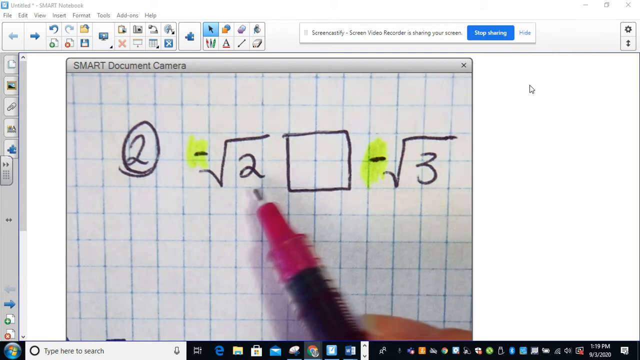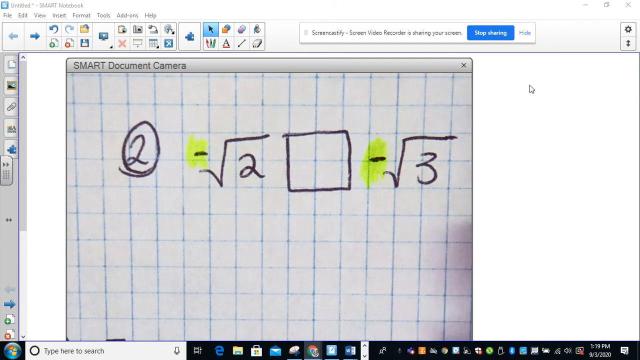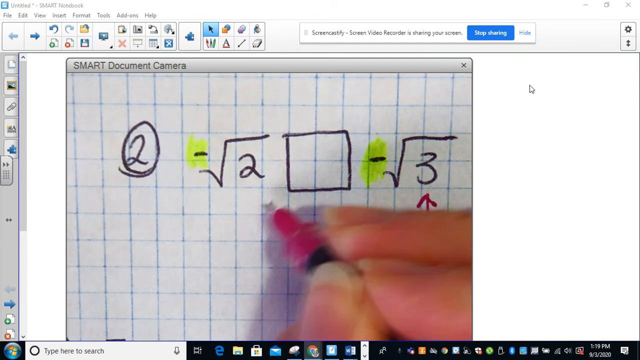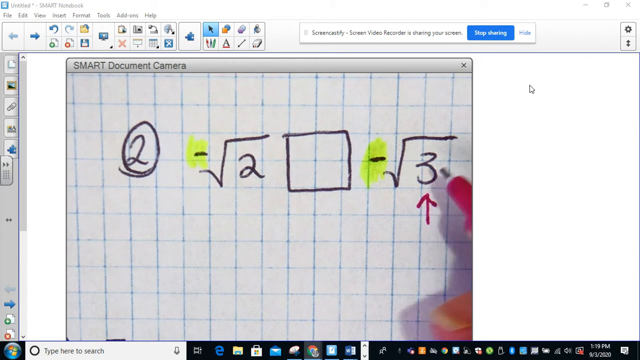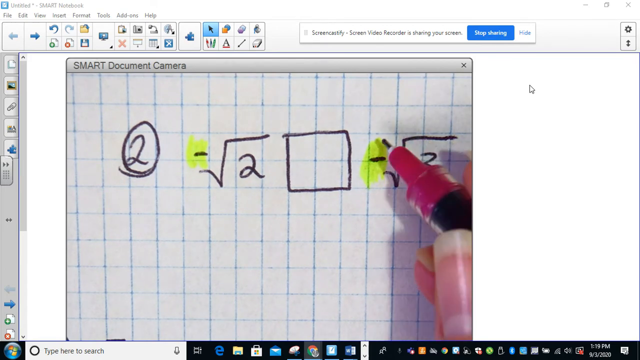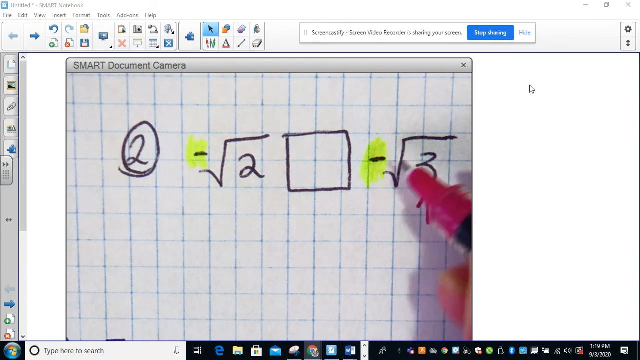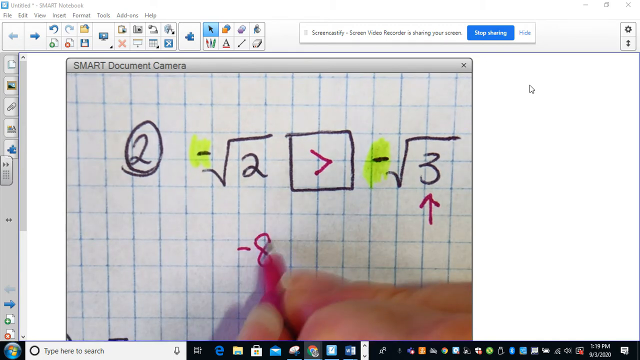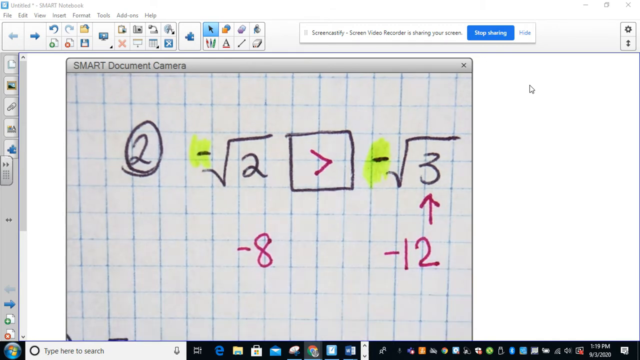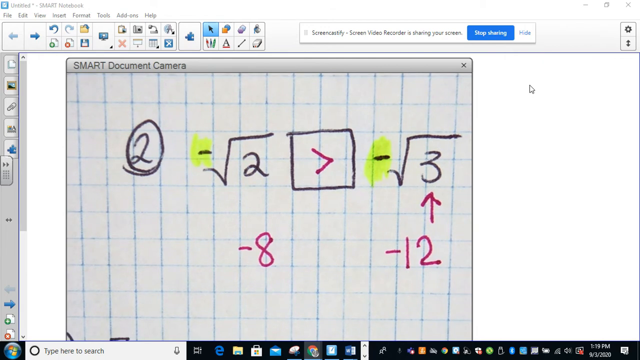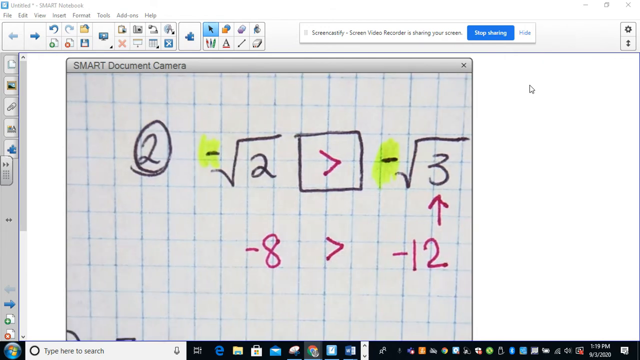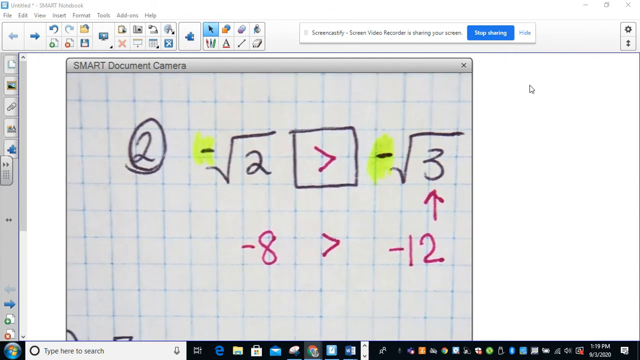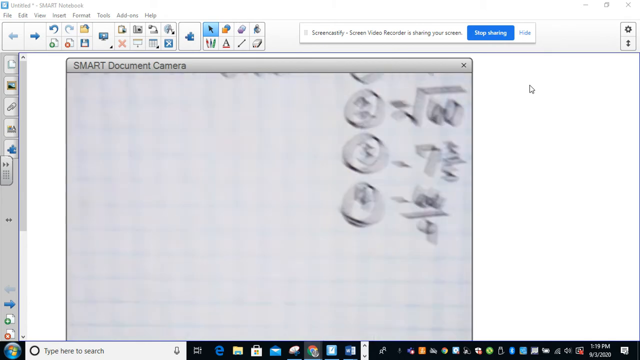So, which one would be a bigger number? Well, obviously the square root of 3 is bigger than the square root of 2, but it's negative. Therefore, it's smaller. It's kind of like you need to think opposite whenever you have negatives. The same thing if you had a -8 and a -12. Well, which one is bigger? The smaller negative is bigger.